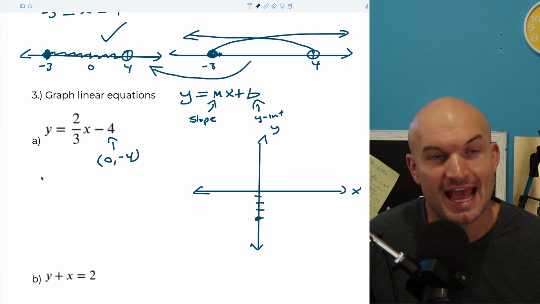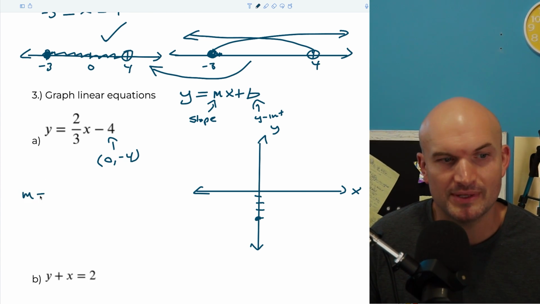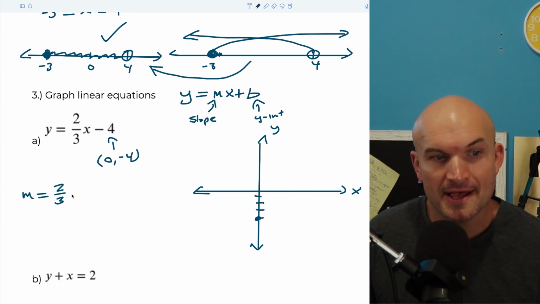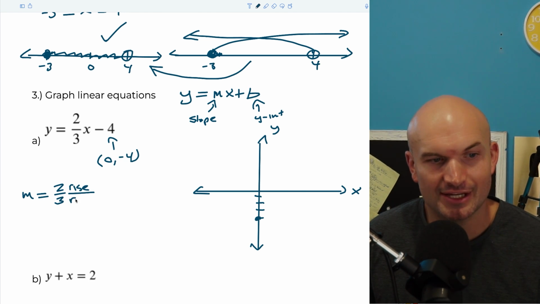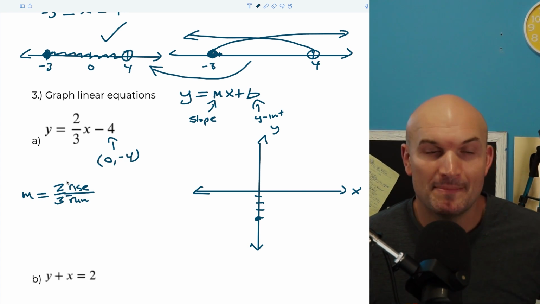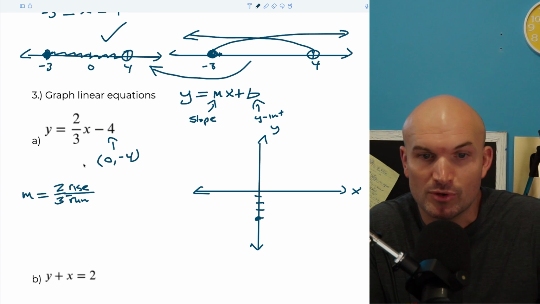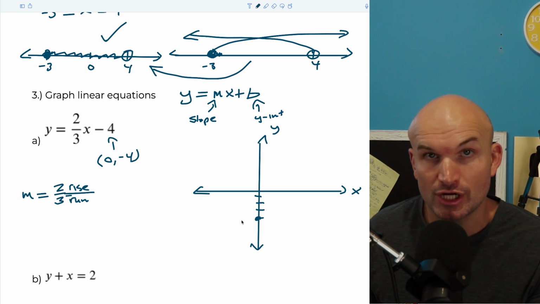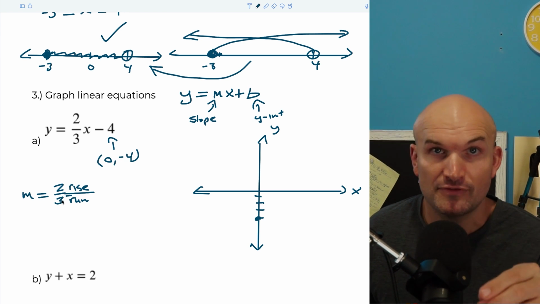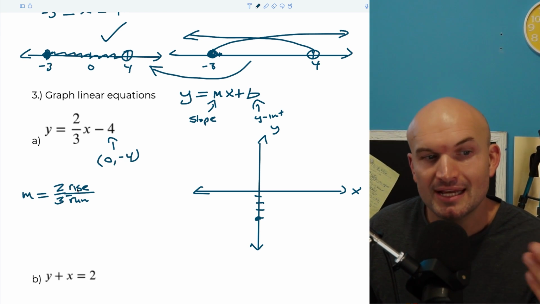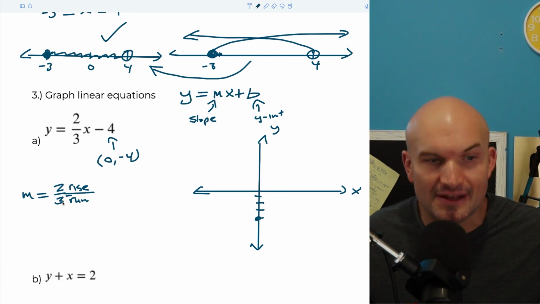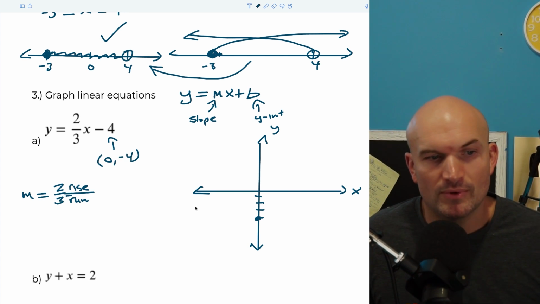And now we have my m equals 2/3. So how do we understand when m is equal to 2/3? Basically, between any two points, we're going to rise 2, and your run is going to be 3. The run is moving left or right. Since this is a positive 2, we're going to go up 2. And since this is a positive 3, we're going to go to the right 3. If this was a -2, you'd go down 2. And if this was a -3, you'd go to the left 3. So we can go up 2.